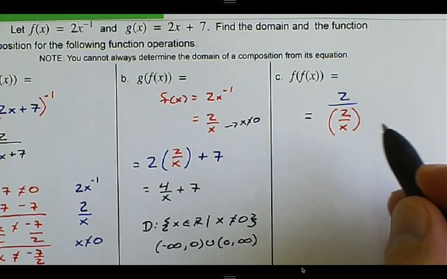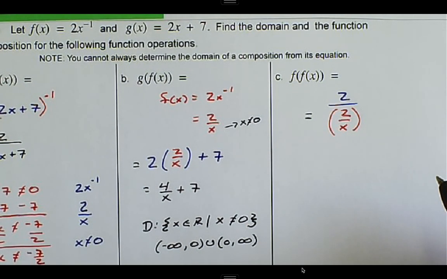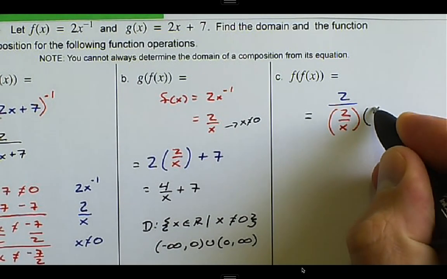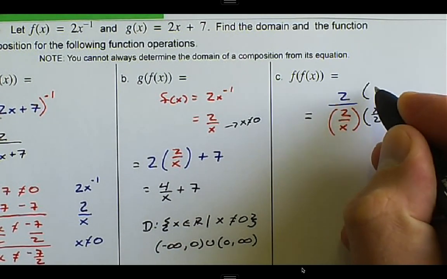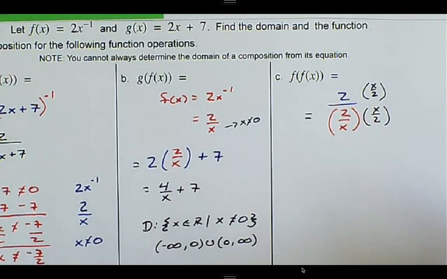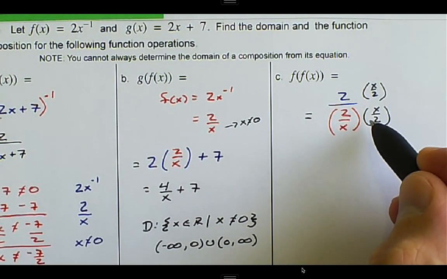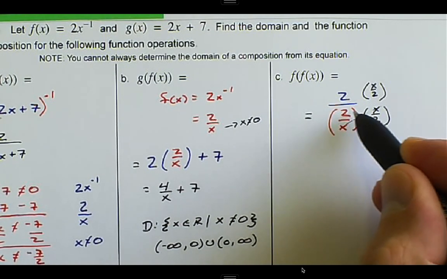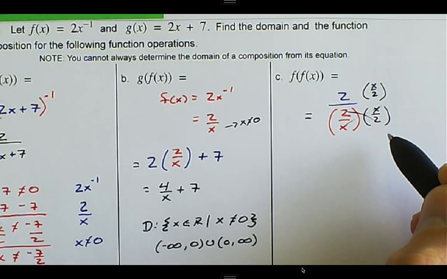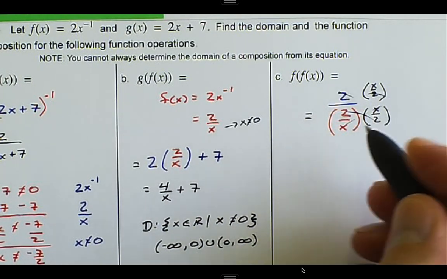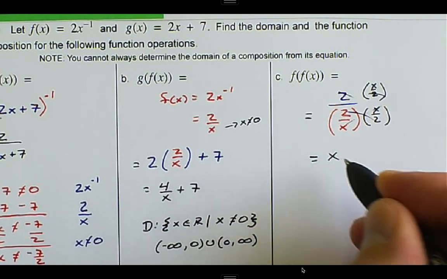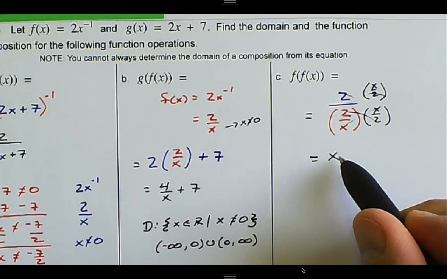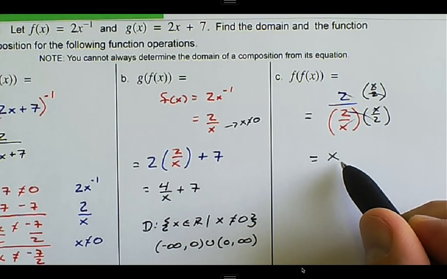So we don't like to have this fraction in the denominator. One way that we can get rid of that is we can multiply by the reciprocal here. So we multiply by x over 2 and multiply by x over 2. So in the denominator, our x's cancel and our 2's cancel. And in the numerator, our 2's cancel, and we're actually just left with x. So our final composite function, our domain is not limited at all.